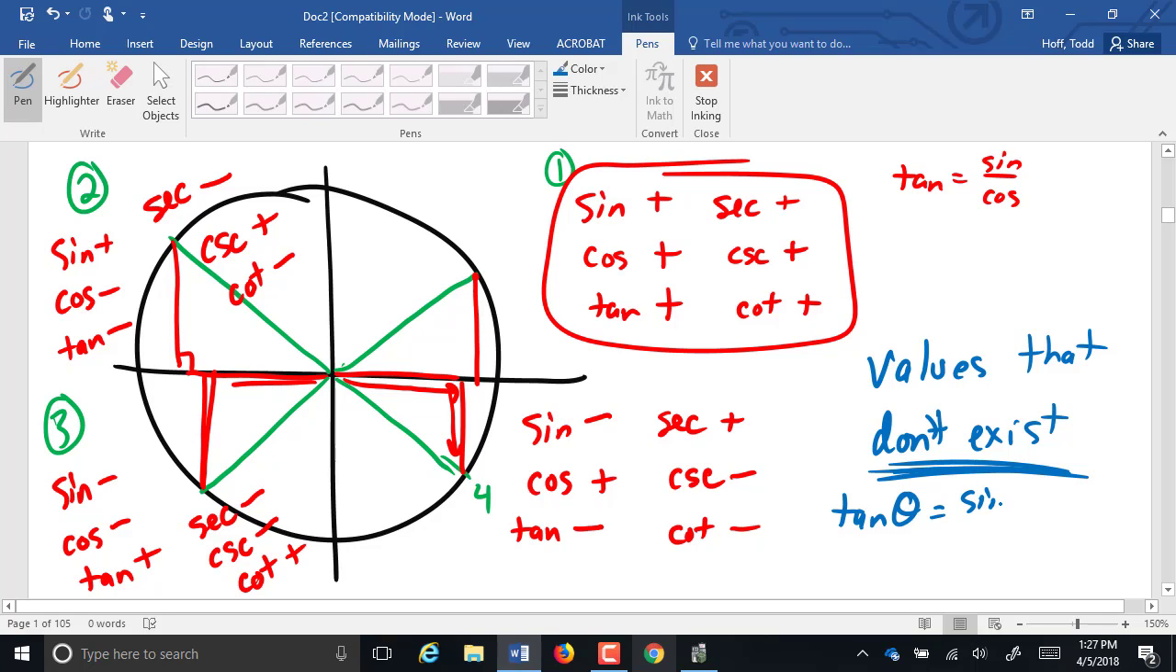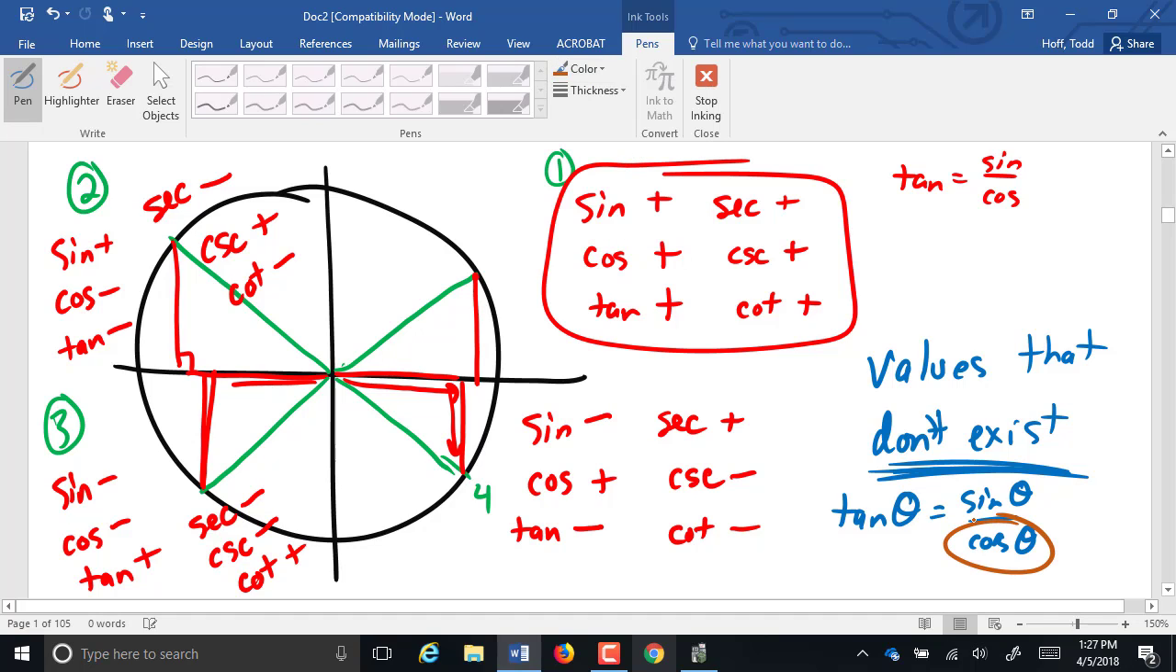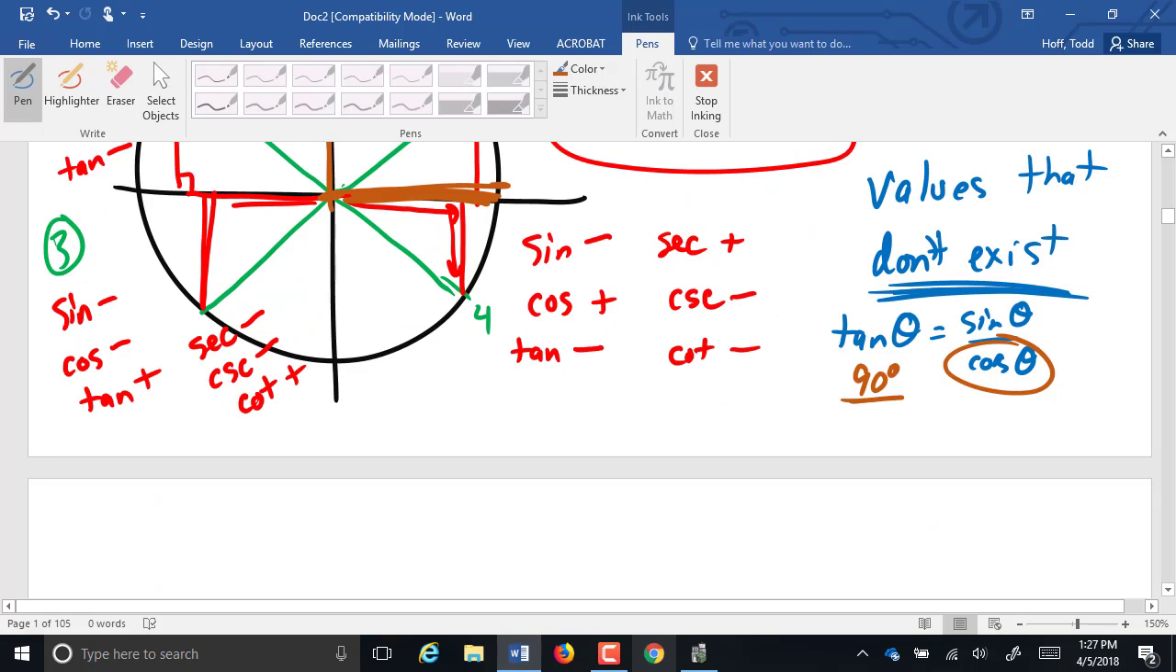Tangent is sine over cosine. One thing we can't do is we cannot divide by 0, right? So where is the cosine equal to 0? At 0 degrees, is the cosine 0? No, cosine's 1. How about at 90 degrees? Cosine 0. The tangent does not exist at 90 degrees. Any other places where the cosine is 0? 180. So the tangent does not exist at 90 degrees or 180 degrees.